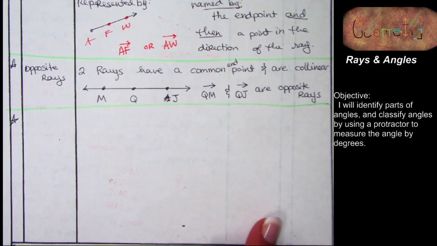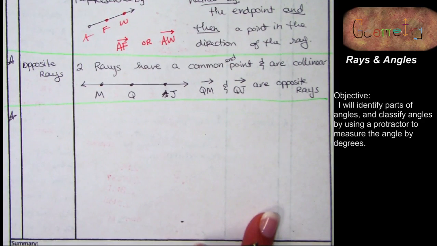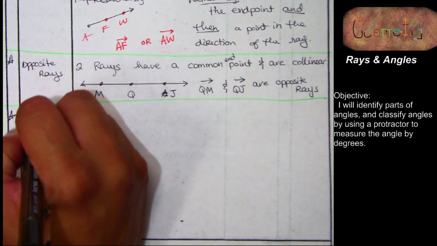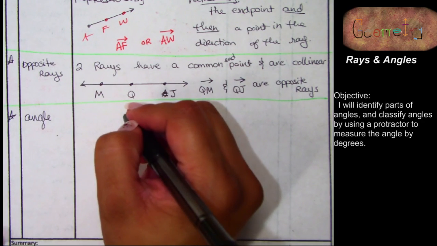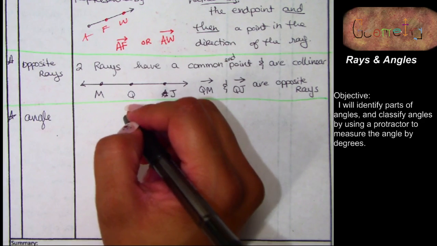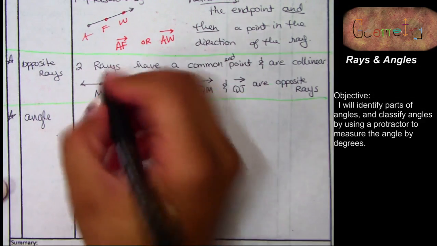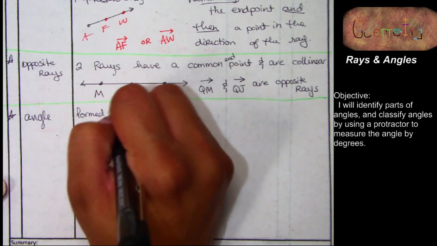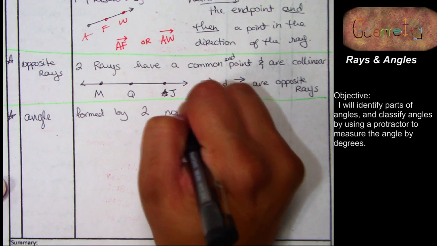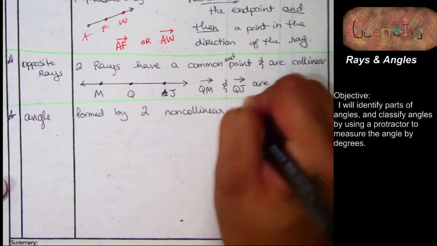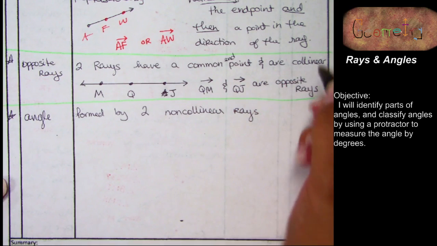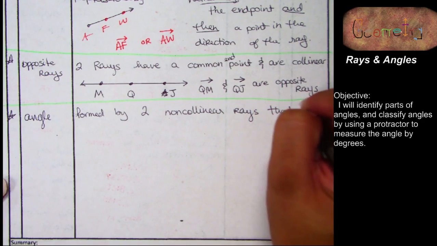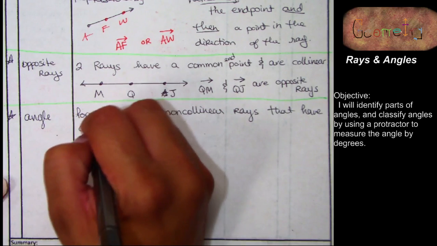Now that we know what rays are, and we have a notion of common endpoints and perhaps collinearity, which then hints that we could have rays that aren't collinear to each other, we can talk now about what an angle is and give you a formal definition, rather than, oh, it's a thing that looks like that. Our more formal definition for an angle is that it is formed by two non-collinear rays. And these rays are going to have a common endpoint.